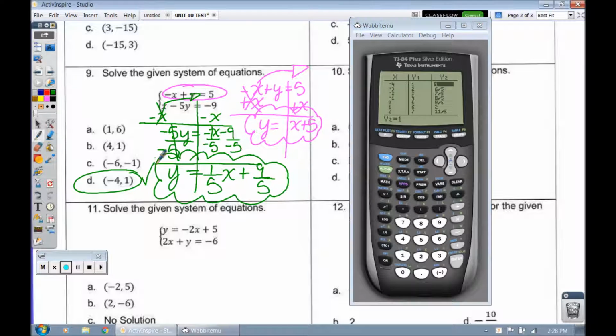There's our answer. You could also do second calc, intersect number 5. Let's see if it intersects at negative 4, 1. Instead of using second calc, you could actually just take your cursor. I'm going to quit. I'll show you a little different way. You can just take your cursor and get it close to where you think the intersection is. Well, it looks like it's close to negative 4 point something, and it looks like it's close to 0.9. Well, negative 4 point something is close to negative 4. 0.9 is close to 1. So there's another way that you can see that intersection there.